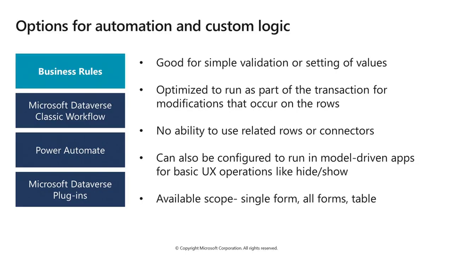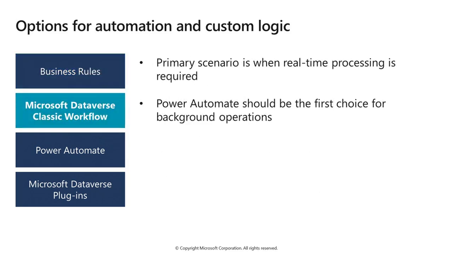So you got many options for Power Automate. Of course, you got the business rules, which is good for simple validation. These are optimized to run as part of the transaction for modifications that occur on the row. You have no ability to use related rows or connectors. They can also be configured to run in model-driven apps for basic UX operations like hiding and showing different fields or different parts. And the available scope, single form, all forms, or table, is also very important here. So this is the business rule.